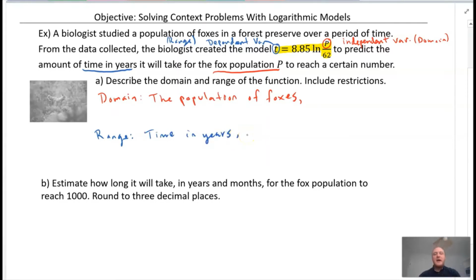Okay, and then now we'll talk about restrictions. So restrictions, I'm going to start out with the range because contextually this is very intuitive to think about. Time is always non-negative. We can't go back in time. So if I start measuring something, the initial value would be 0, and then it's always going to be positive. So time in years, where time is non-negative.